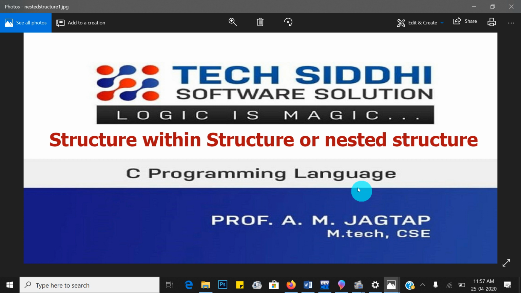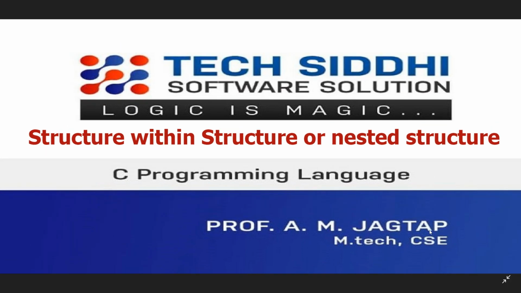Today, we will see structure within structure, or it is also called nested structure. So, what is nested structure or structure within structure? Nested structure is when we create a simple structure and include that structure's data member in another structure as a data member. Then that other structure is called a nested structure.